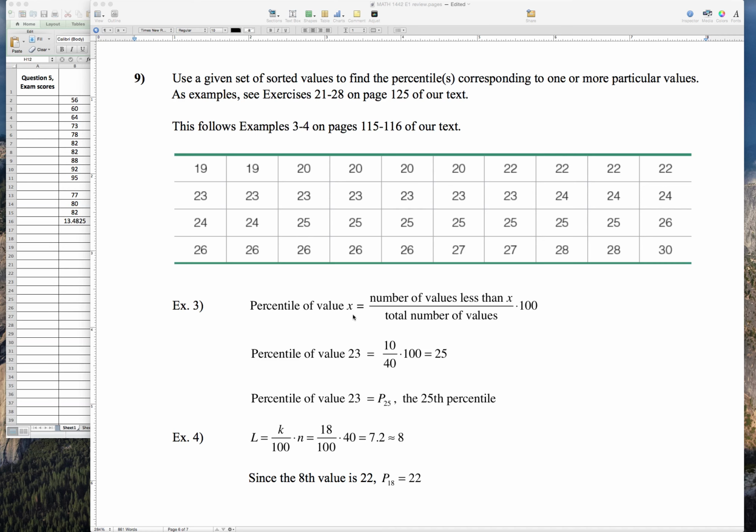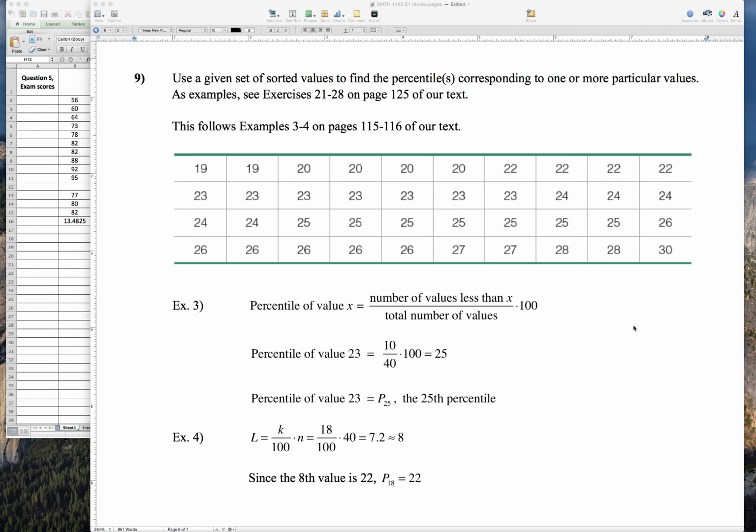So we're finding the percentile of value 23. How many values are less than 23? Well, here's 23 right here. There's actually several of them, but there's the last one, or the first one on the list, depending upon which way you're counting. And so how many values are there below 23? Well, there's 1, 2, 3, 4, 5, 6, 7, 8, 9, 10. So there's 10 values that are less than that 23. And since we can see that each row has 10 and there are 4 rows, we know there are 40 values.